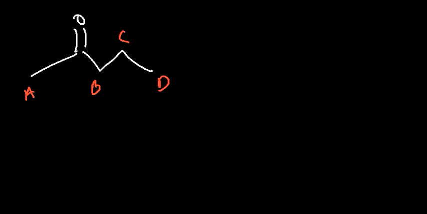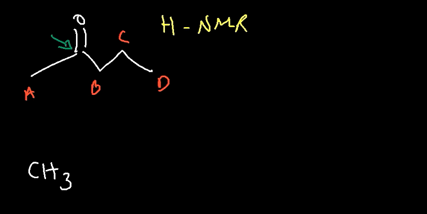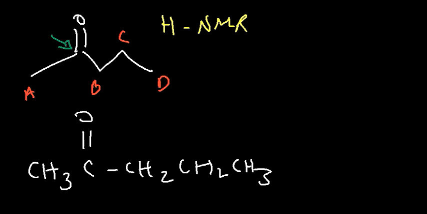Now remember, we're focusing on H NMR, not C NMR. So for H NMR, you focus on the hydrogens. We didn't count this one because there's no hydrogens attached to it. If we were dealing with C NMR, we would have 5 signals instead of 4. But since we're dealing with H NMR, there's only 4 different types of hydrogens.